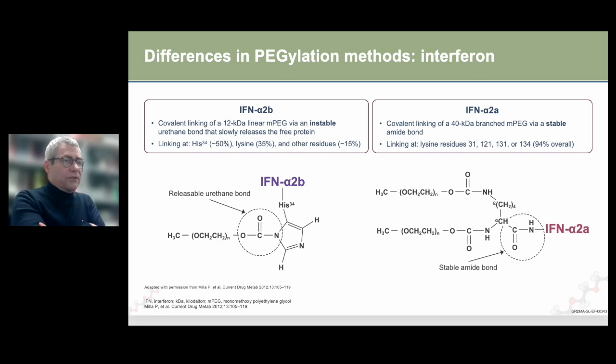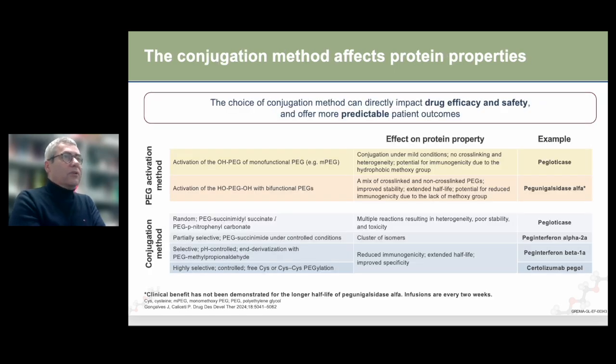They have been used, and they are still used in therapy with high activity and excellent performance, even though they are different in terms of activity, but they also have differences in terms of permanence in the bloodstream. So the conjugation method affects the protein properties, and in particular, it affects the permanence in the bloodstream, the immunogenicity of the protein, and also the stability.